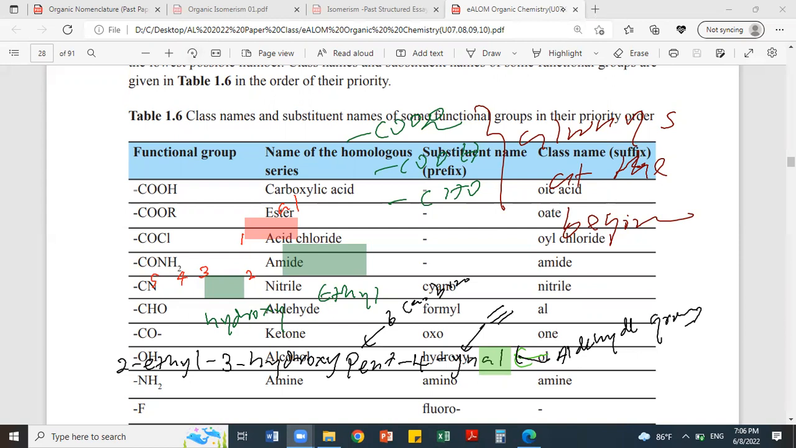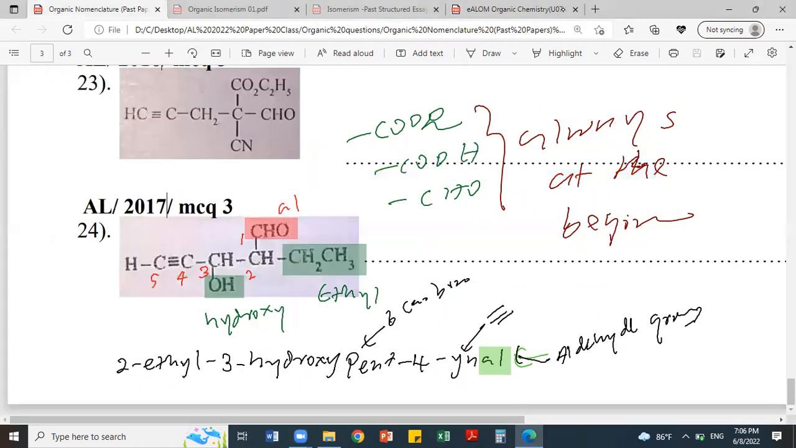So in the presence of the aldehyde, you can't write this as formyl, because that is a functional group. Then you definitely have to write the name, and the name should end in "al". If you take this as formyl, then the name is wrong, because you are not taking the functional group according to the priority list.